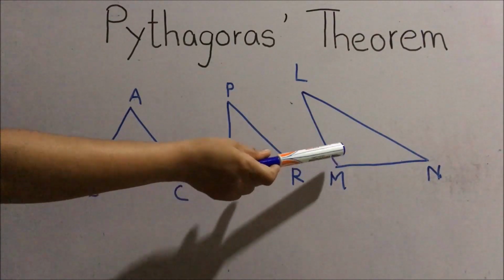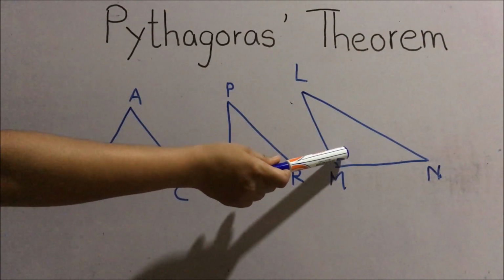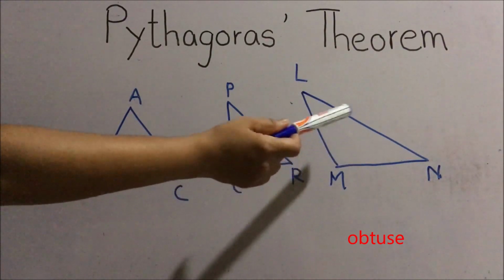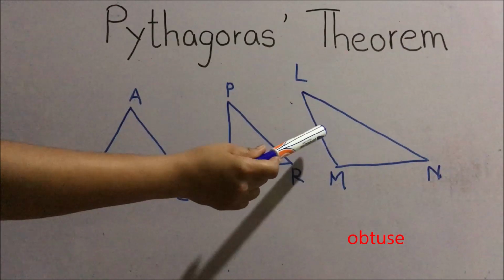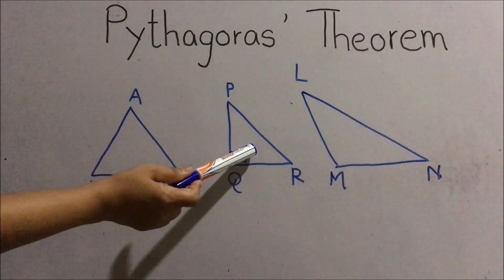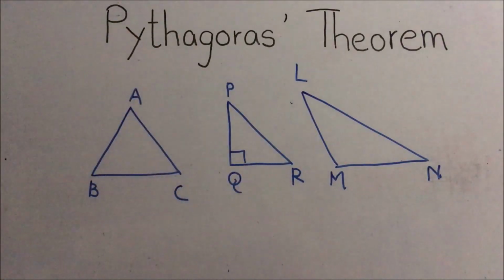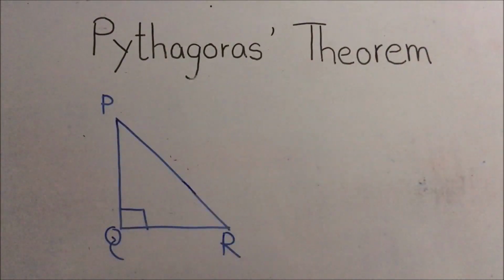In the next triangle, it has an obtuse angle. Therefore, we call the LMN triangle an obtuse angle triangle. In this lesson, we are going to talk about this right angle triangle. Now we are going to identify the sides of a right angle triangle.